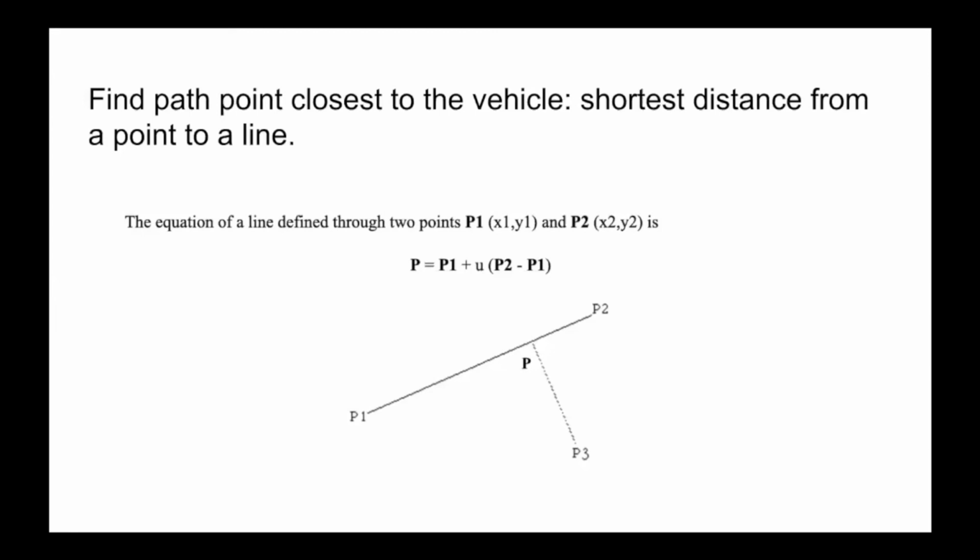To find the path point closest to the vehicle, it's basically a problem of finding the shortest distance from a point to a line. The trajectory is represented as XY coordinate pairs, and when you draw a line between each of those segments, you have your path. So you need to calculate the shortest distance from the robot to every single line segment along that path, and then the minimum of those shortest distances is the closest point to the vehicle.